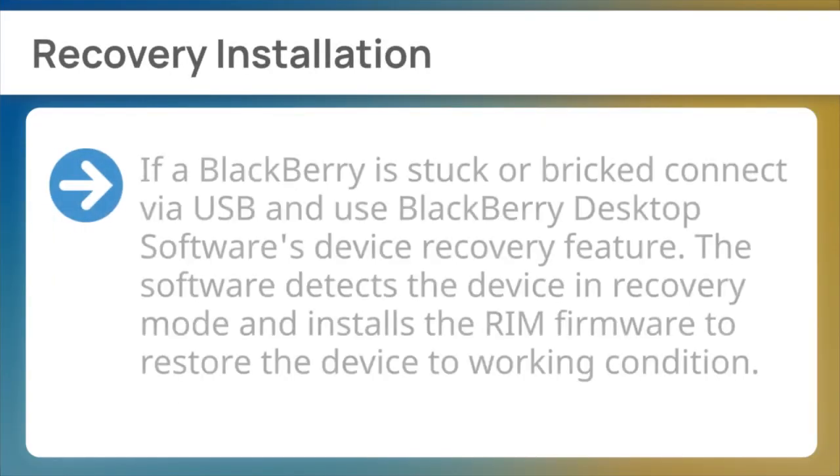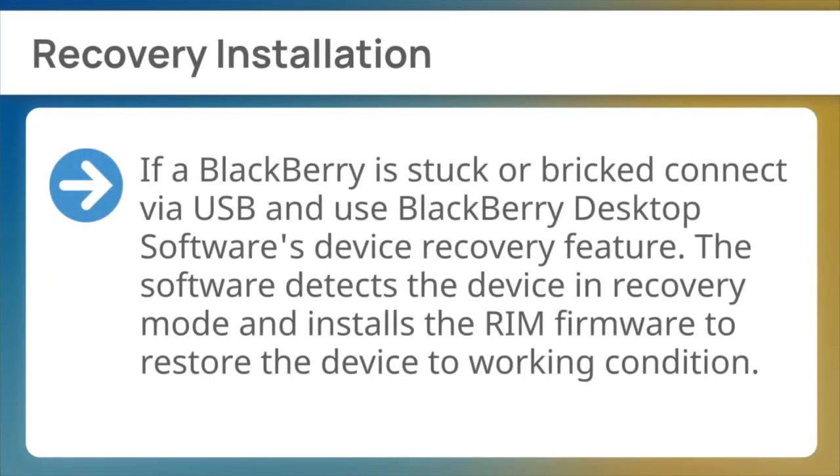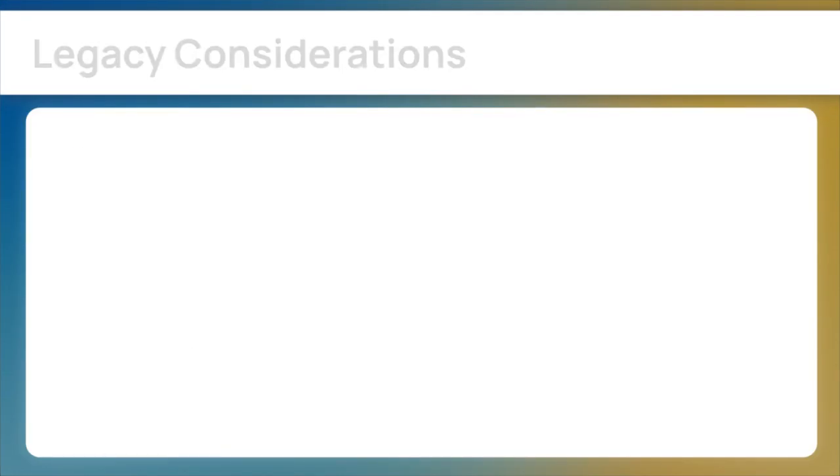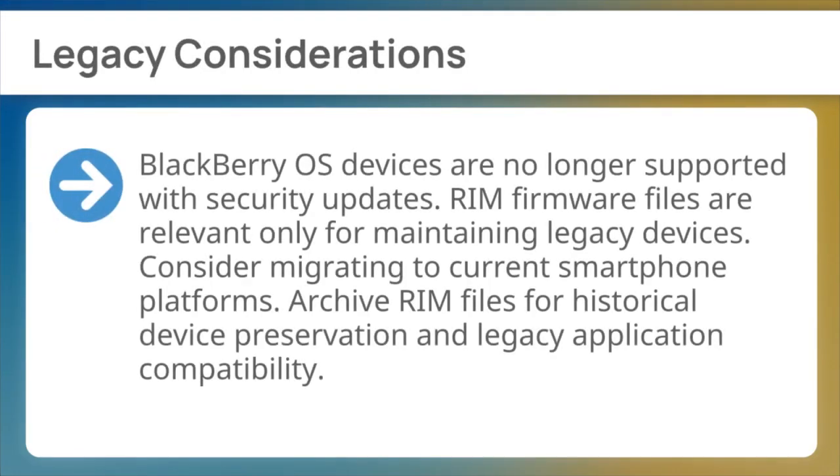Next, recovery installation. If a BlackBerry is stuck or bricked, connect via USB and use BlackBerry desktop software's device recovery feature. The software detects the device in recovery mode and installs the RIM firmware to restore the device to working condition. Finally, legacy considerations. BlackBerry OS devices are no longer supported with security updates.